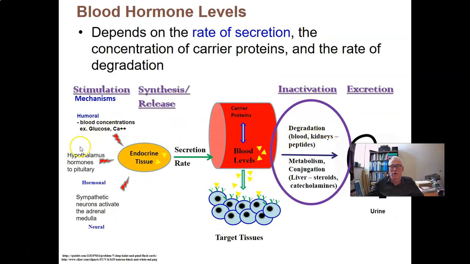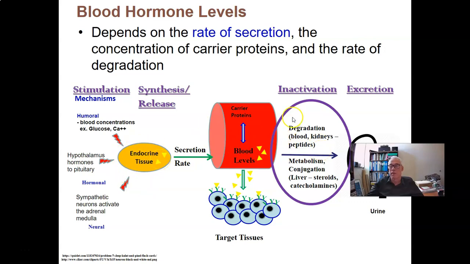So I just added this in here. Our diagram is complete now. We have three mechanisms of stimulating endocrine glands, controlling the blood concentration, which then, of course, interacts with the target tissues, and then mechanisms of degradation.